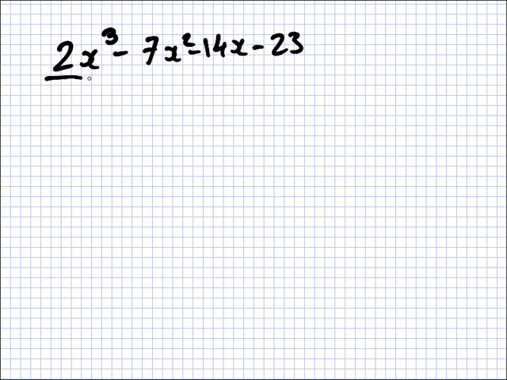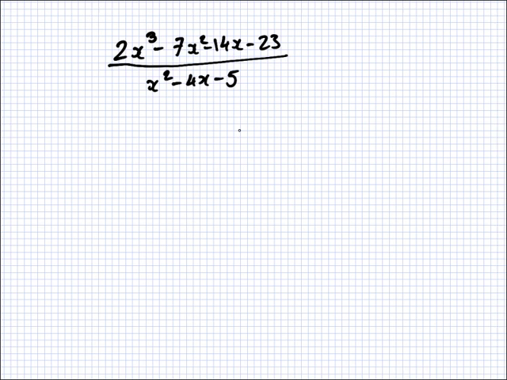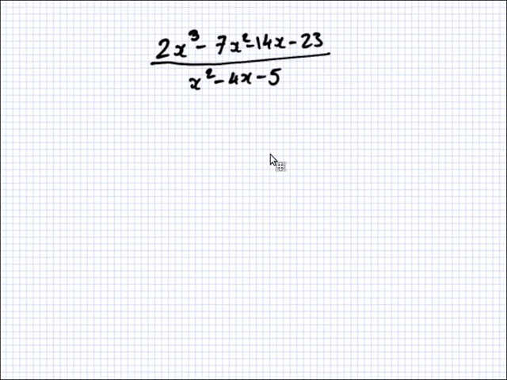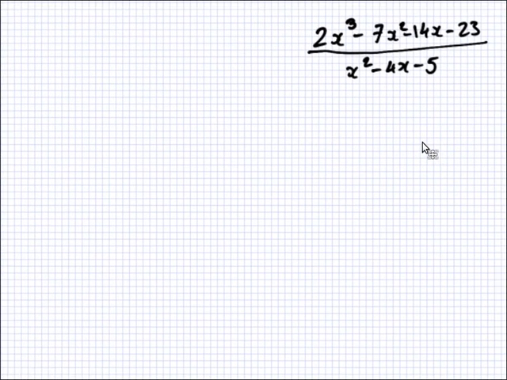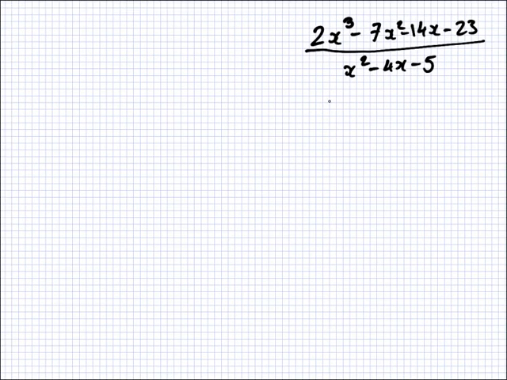Okay, so let's say we have something like 2x cubed minus 7x squared minus 14x minus 23 over x squared minus 4x minus 5. And we want to find the partial fraction here. So the first thing we need to do is to simplify it. So we'll try dividing. That's what we'll do first here.